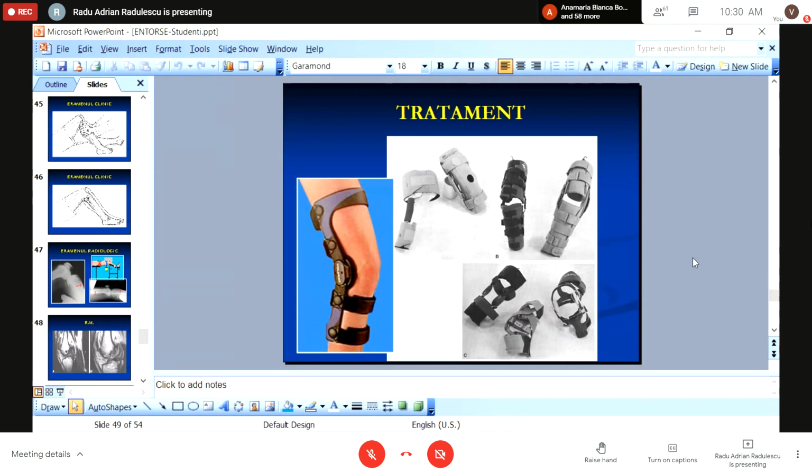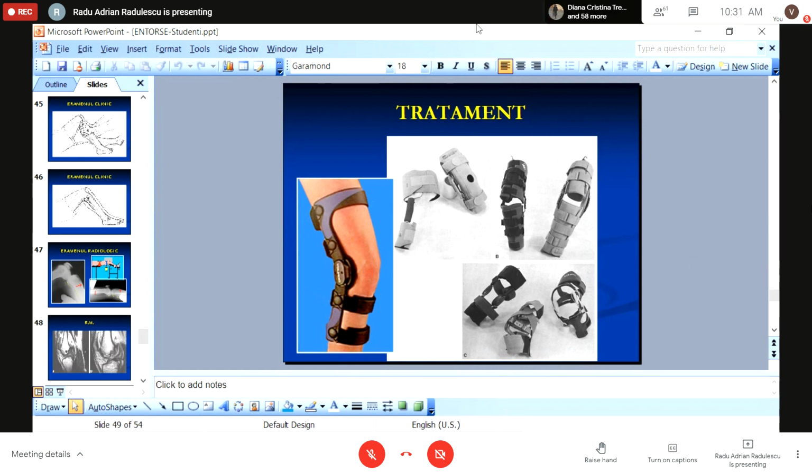Okay, what's the treatment of these anterior cruciate ligament lesions? That depends on the status of the patient. A patient over the age of 50, who does not have a very important physical activity, maybe he plays tennis for pleasure, or goes to tennis maybe once a week also for pleasure at a low level, must not be operated from the very beginning.